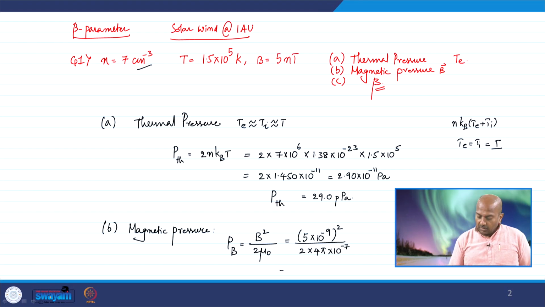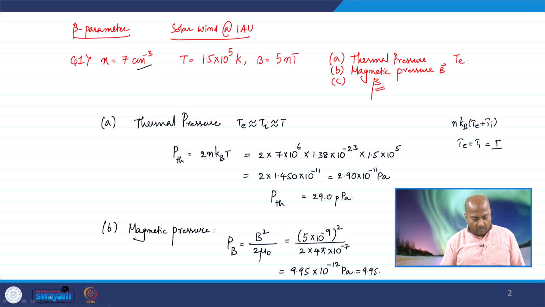Right. So, if I do this calculation, I will get 9.95 10 to the power of minus 12 Pascal. If I rewrite it, in terms of picopascals, it will be 9.95 picopascal.